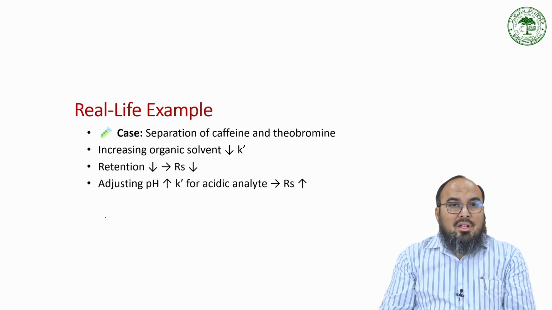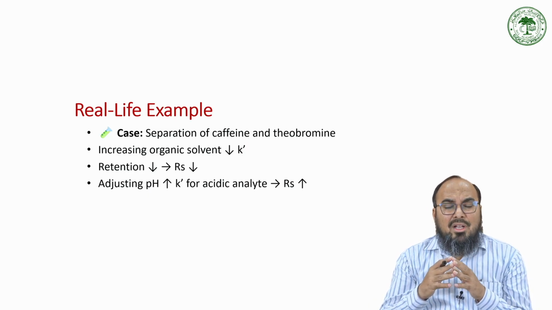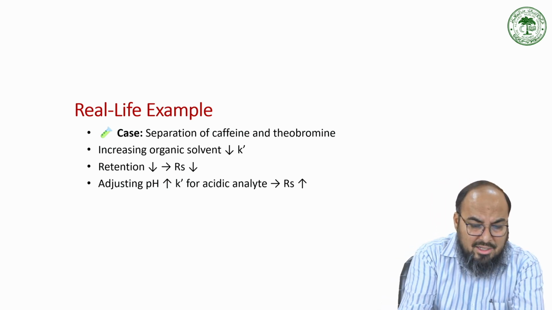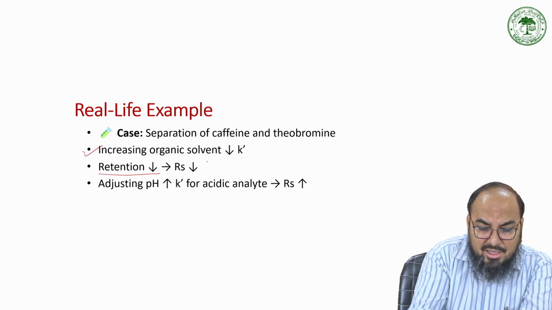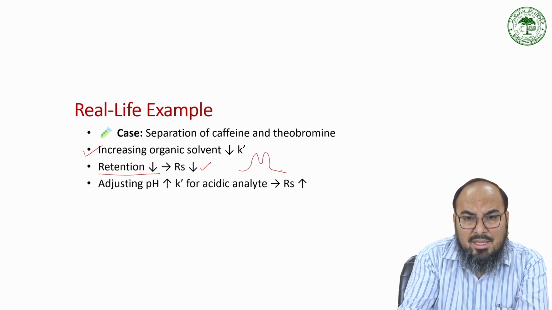Now let us see some real life examples. For example, if we are going to separate caffeine and theobromine, then if we increase the solvent polarity, k dash actually decreases, and because of the decrease in k dash the retention decreases. Because of the decrease in retention, the resolution also decreases. Then we cannot have good separation.